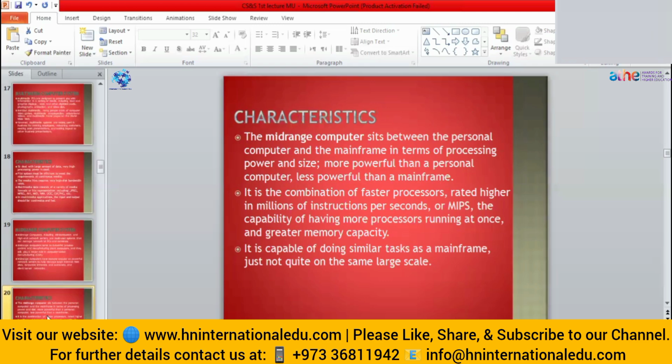So it is capable of doing similar tasks as a mainframe, just not quite on the same large scale, because these are the mid-range computers. So still we are using the mainframe.